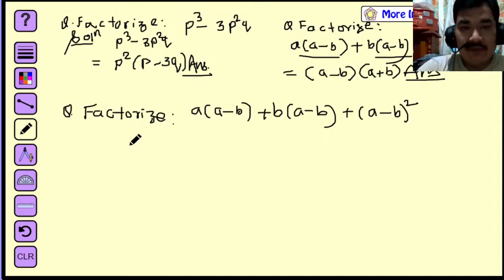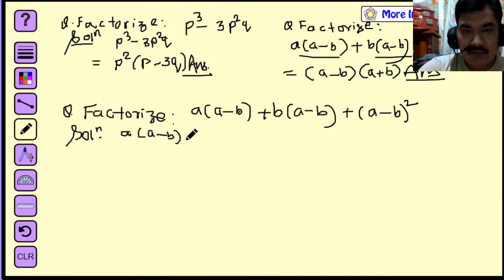Here is factorization. First of all, write this question. Write solution here, in short form. We write a multiplied by a minus b. Look here, there are two factors: one factor is a and the other factor is a minus b. That is the first term. Next is the second term, also two factors: one factor is b and another factor is a minus b. Write the same, plus.